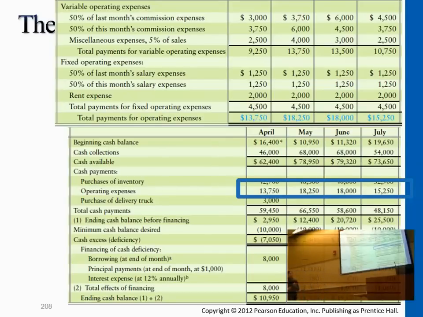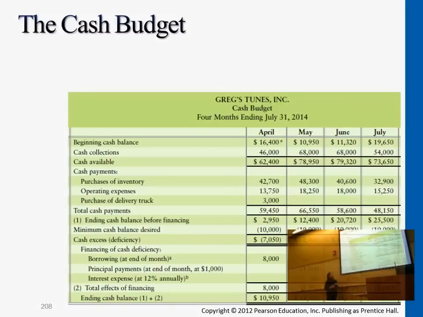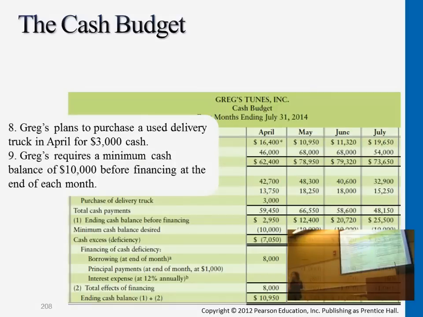Now, what is that $3,000 right below that blue line there? Buy a delivery truck, okay? And this is a cash budget statement, meaning that we actually paid out $3,000, right? So that part really refers to this. What we just covered earlier was just the operating expenses and inventory part.